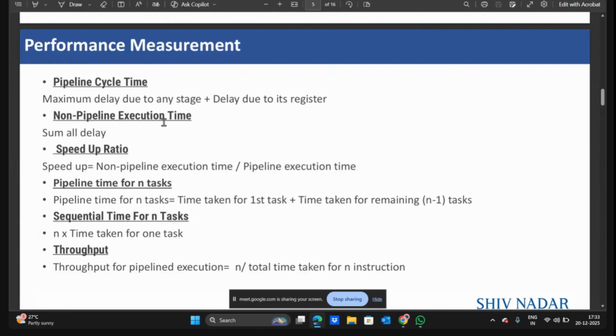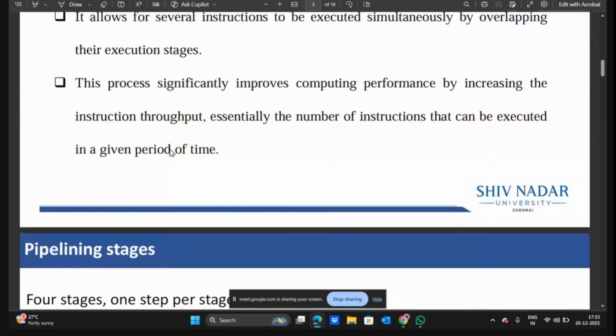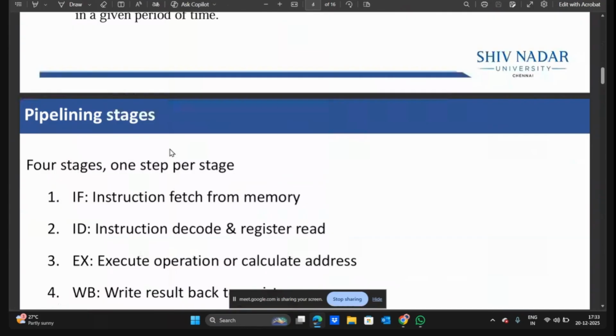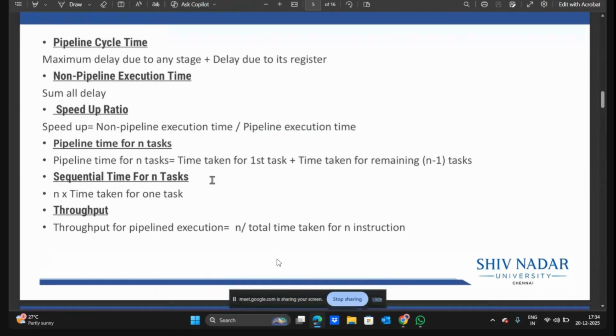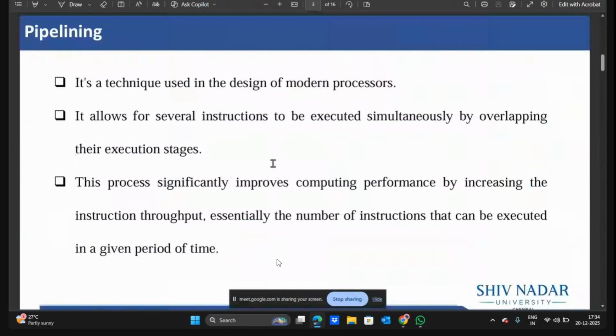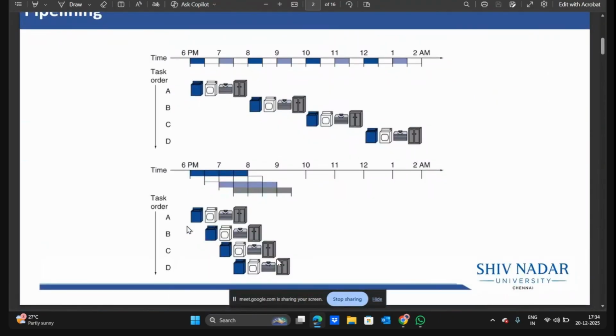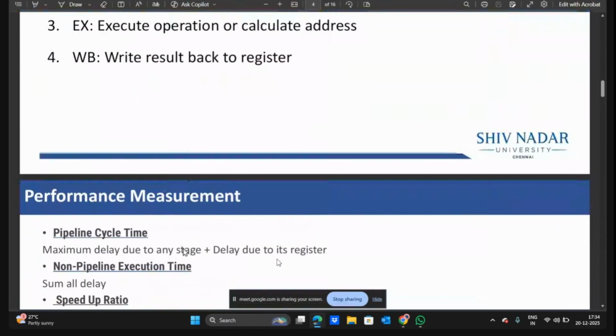Non-pipeline execution time is just when there is no pipeline, you just add up all the time. That is what is given here. The speed up ratio is nothing but the same process done without the pipeline, and how much it has improved when pipeline is used. This is what is given by speed up ratio. And pipeline for n tasks is the pipeline time for the first task, plus the delay in the tasks from the second, third and fourth task.